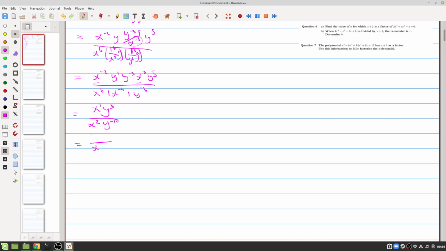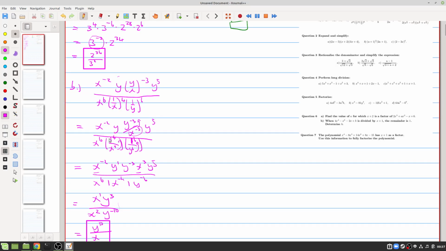And the y's are the biggest at the top. So we've got 3, and if we take this one to the top, or we can say 3 minus minus 10 is 13. Or we can just say if we take this to the top, it becomes y to the power of positive 10, and then 10 plus 3 is 13. So that's our answer for this one. Oops, we'll just do that so we can see the 13. Okay, great. So that was the second question, right?